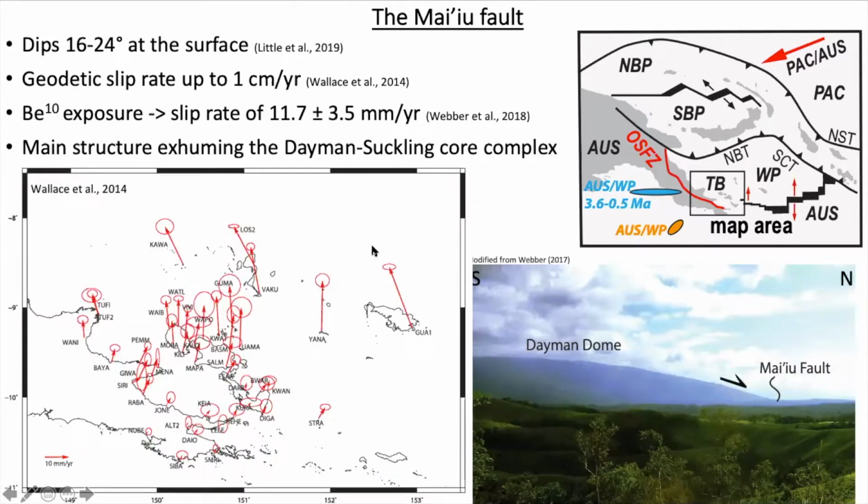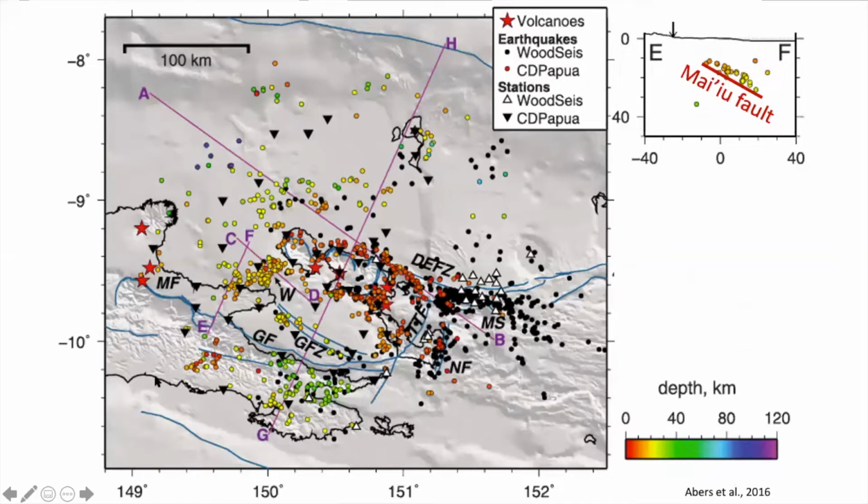So how do we know that this fault is active? Well, first off, it's exhuming the Damon Dome, but also we have geodetic evidence from a GPS study by Lara Wallace et al. in 2014, showing about 1 centimeter per year of extension across the fault. We also have microseismic evidence that the Mayu fault is active.